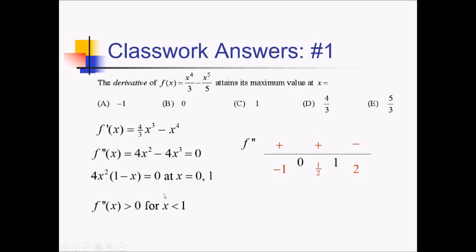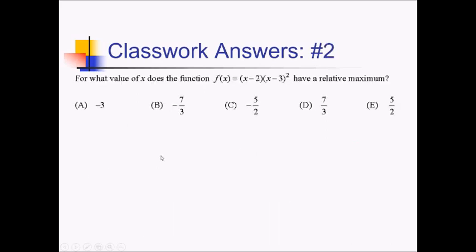So the way I'm going to show this, f double prime is greater than 0 for x less than 1. So f prime is then increasing until we get to 1. And f double prime is less than 0 after 1. Well, this being the case, if f prime is increasing until we get to 1 and decreasing after, that means f prime must reach its maximum value at x equals 1. So that's going to be choice C.